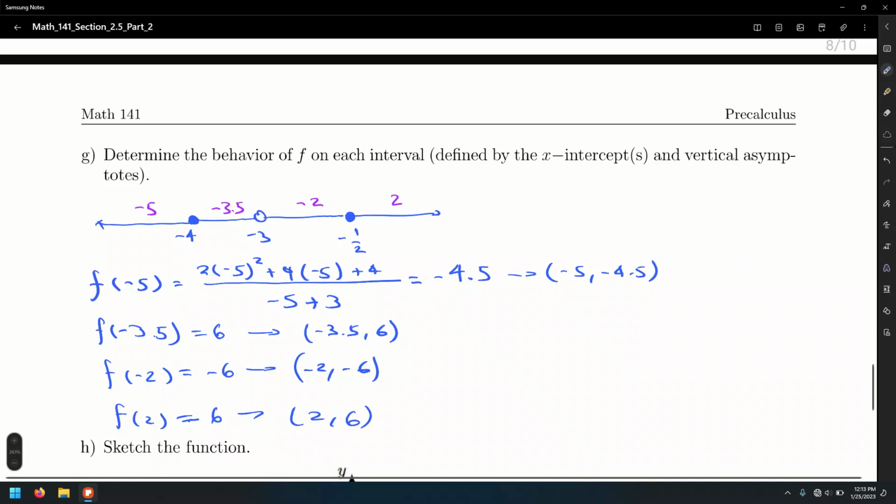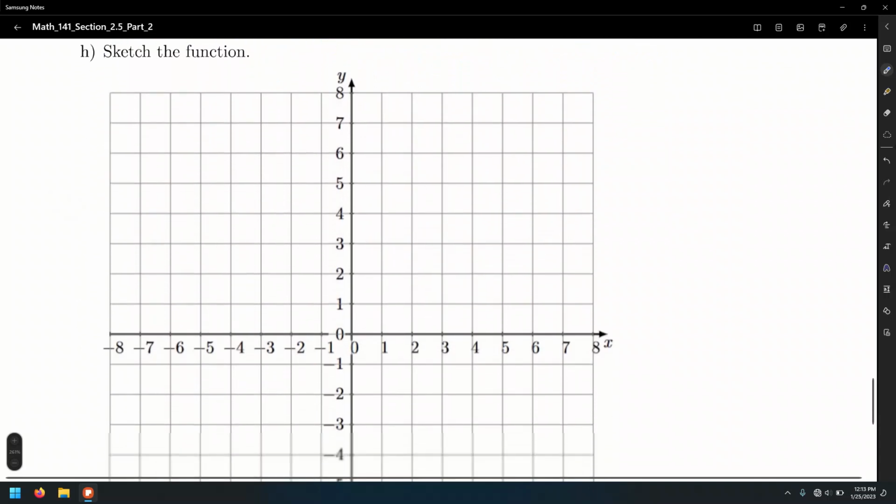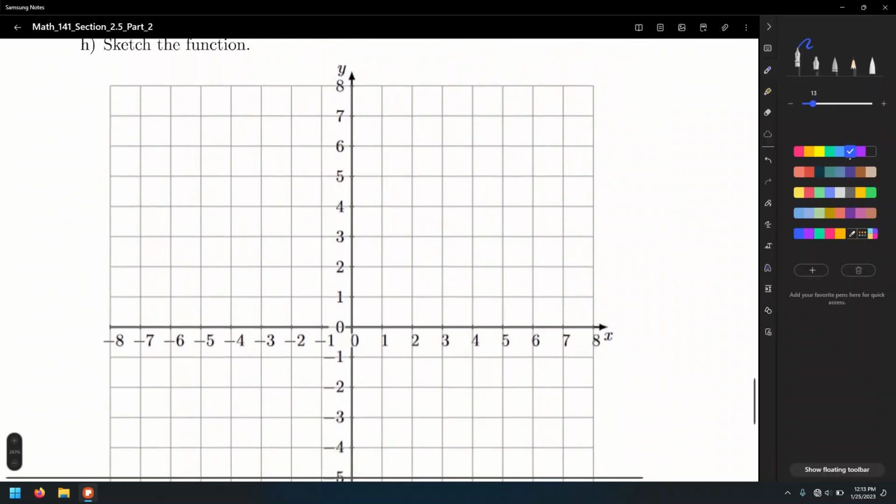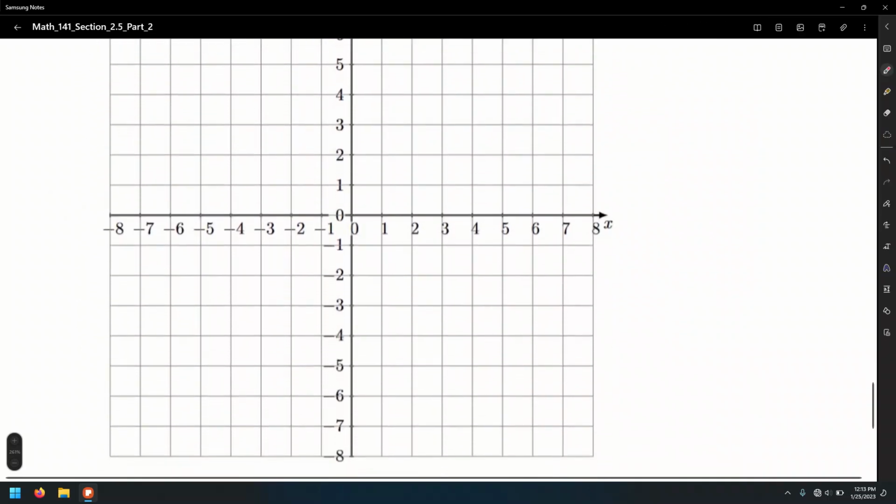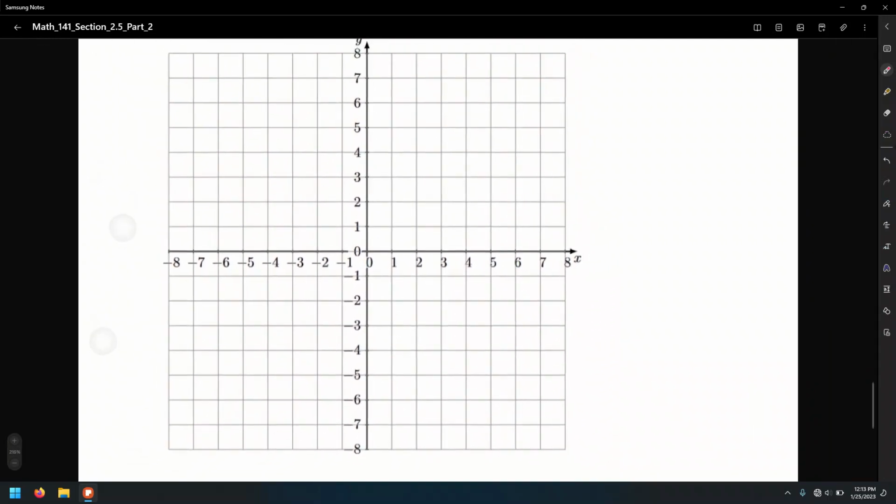And we're essentially done with all the information that we can extract from the actual function, so we can use it to draw a rough sketch of it. All right, so let's see. We started with the vertical asymptote at x equals negative 3. It's denoted with this open circle, all right? So let's do that. At negative 3, there is a vertical asymptote.